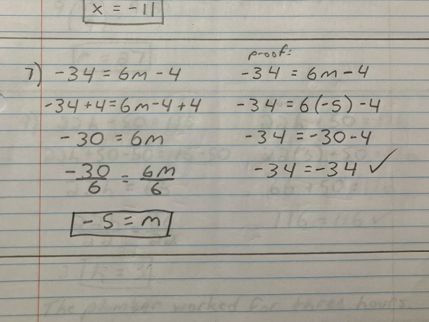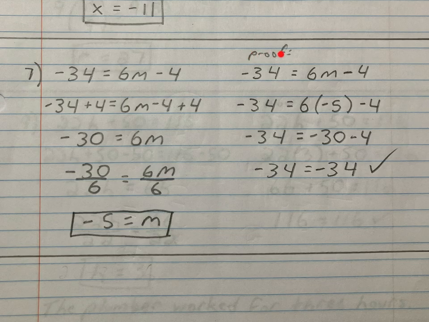M is being multiplied by 6, so we undo that with a divided by 6. Okay, negative 30 divided by 6 equals 6m divided by 6. Do it to one side, do it to the other. And now negative 30 divided by 6, negative divided by positive is negative, 30 divided by 6 is 5, so negative 5. And here we've got 6 over 6, or 1m, or just m. Negative 5 equals m. Put a box around it.